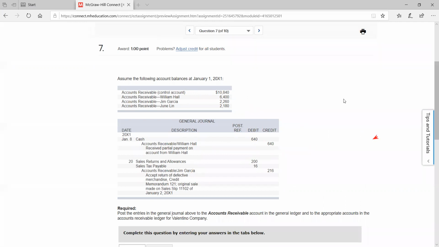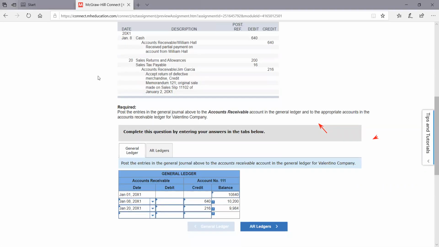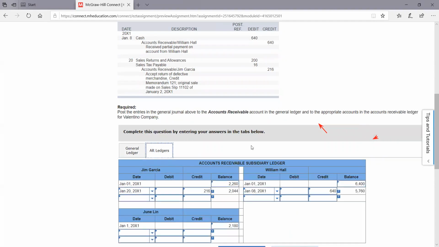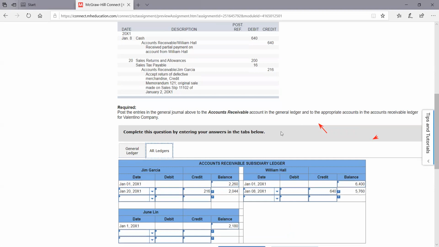So what they simply want you to do is to post these transactions and see how they affect the accounts receivable account. So you'll note down below, let me show you this. Let's go to the AR ledger, and you can see the first one is on William Hall, and here's that 640. Notice that was posted there. So that's going to update that balance. And then we got one from Garcia for 216, and that's going to update that balance.